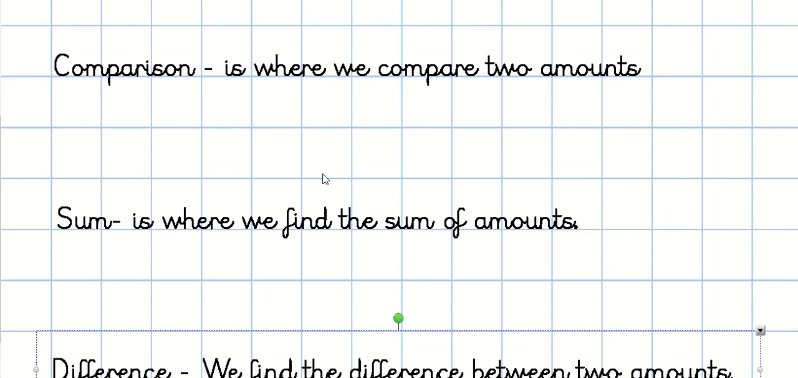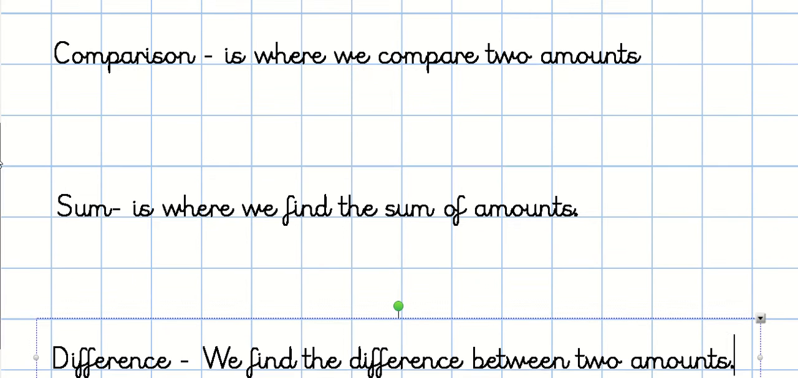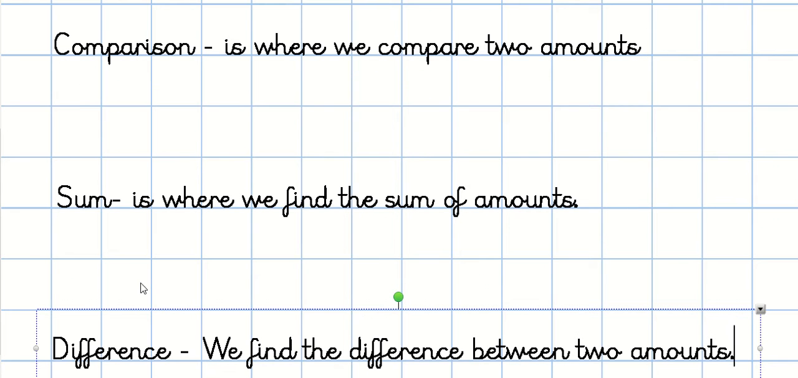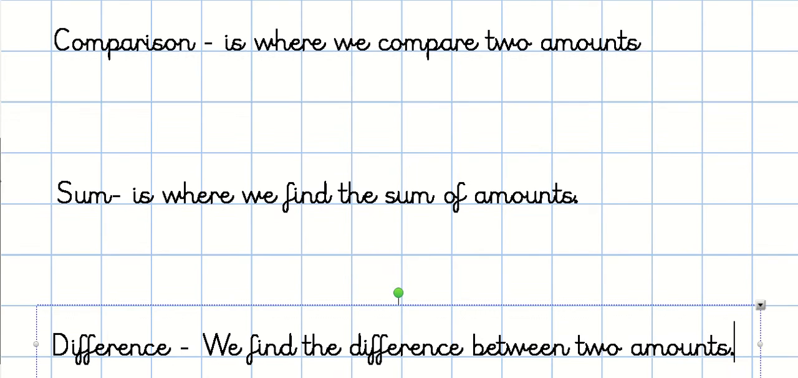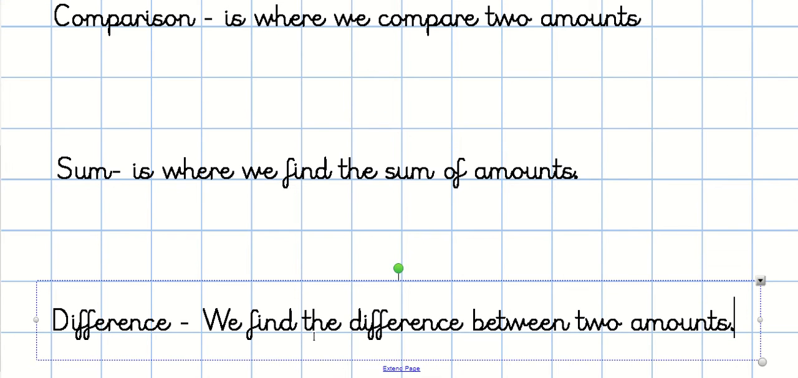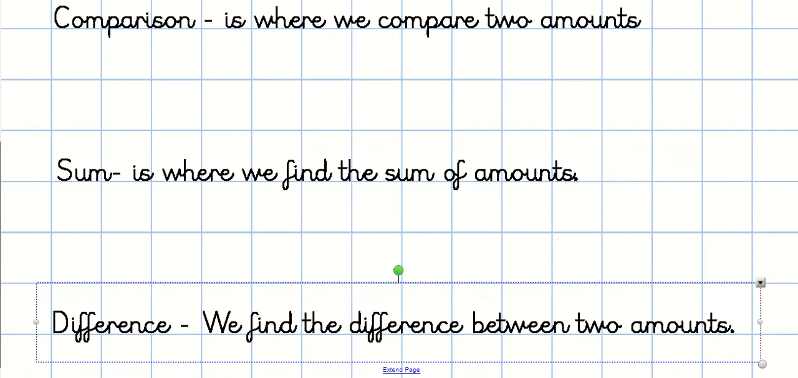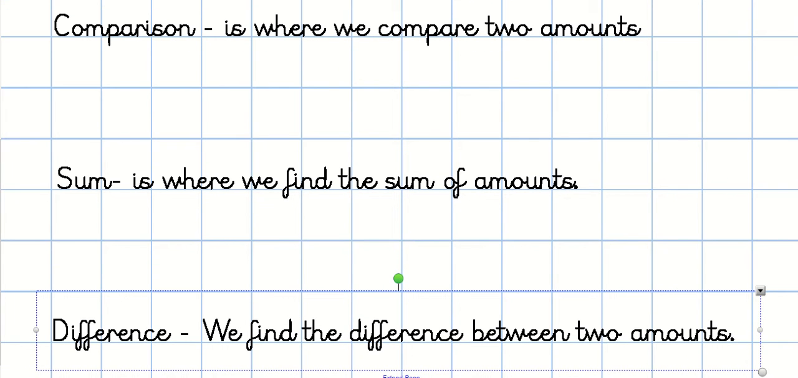Comparison is where we compare two amounts. So we might have 15 and 33 and we have to compare the two. Which one's bigger? Which one's smaller? Are they the same? Sum is where we find the sum of amounts, so often we might have to add them together. If we had 33 and 15, we'd add them together to find our total. And the difference is where we find the difference between the two amounts. So if we had 33 and 15, we might have to find out how much more 33 is than 15. Those are our definitions. So now we know that, let's move on and look at our first question.